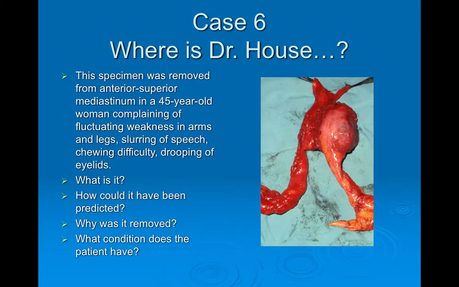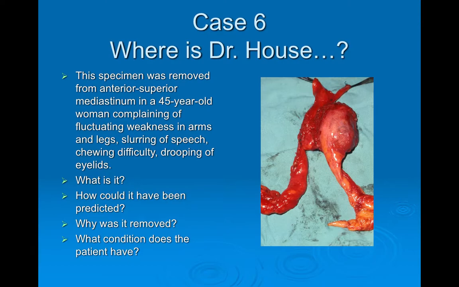Okay, this is kind of a crazy case. Dr. Smith kept this one up here, and I figured I would too. So, anterior superior mediastinum, fluctuating weakness in her arms and legs, slurring of speech. She probably had some regurgitation of solid and liquid food.